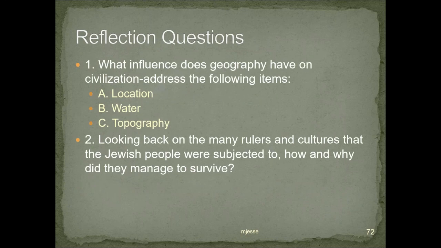Some questions for reflection include, the first one being, what influence does geography have on civilization? Think about the following items: location, water, and topography. And looking back on the many rulers and cultures that the Jewish people were subjected to, how and why did they manage to survive?